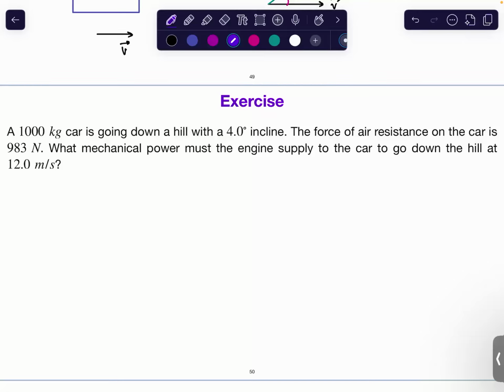Air resistance, so if it's going down, air resistance should be on. Well, so let's see. Yes. So the air resistance would go in the same direction as your friction force.